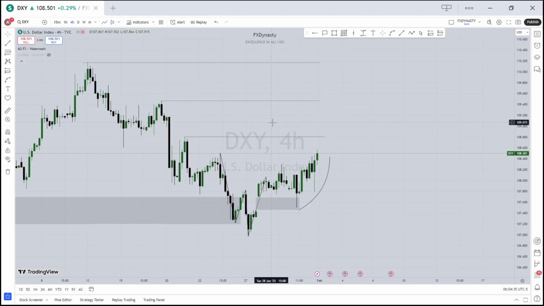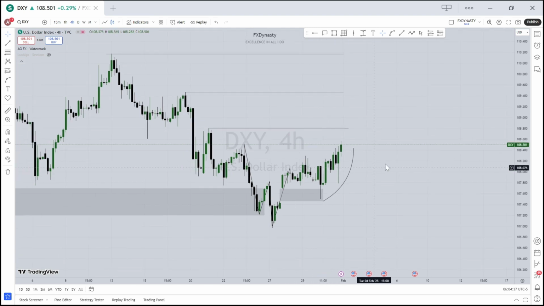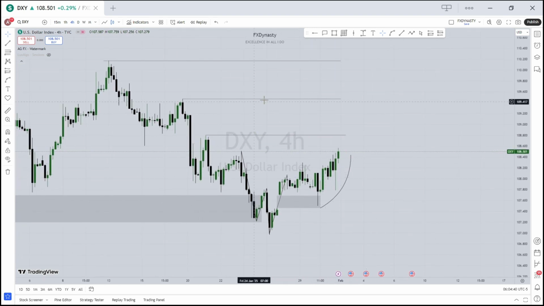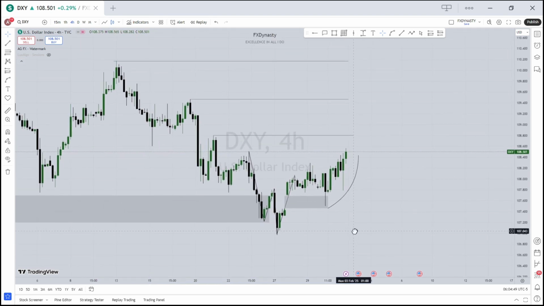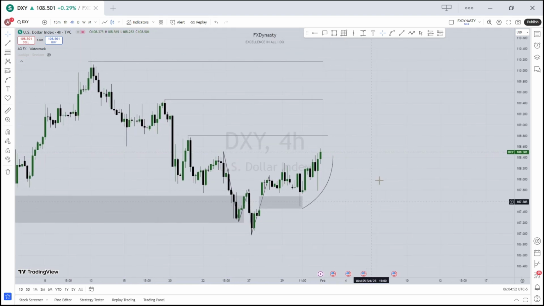Next week I think we'll have NFP. So next week price might decide to target all of these highs using the volatility that is coming with the NFP. So this is it for the DXY. I'm actually bullish on DXY. Bullish, I want to target this high, and this high. So that is it for the DXY.